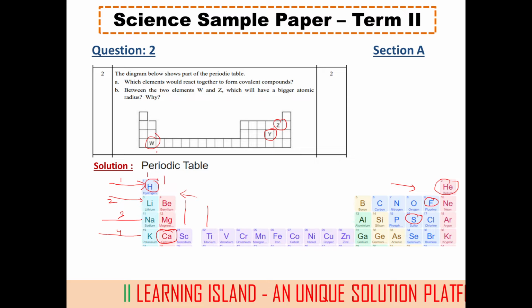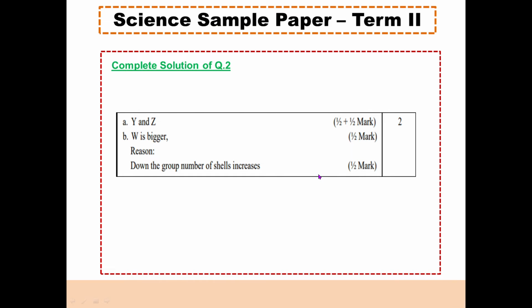Now the second question is between the two elements W and Z. So W is calcium, and you see if we go from top to bottom, the number of shells increases, so the atomic radius increases. Here you see sulfur and fluorine are in period number 2 and 3. As calcium is present in period number 4, its atomic radius will be more. So you have got the answer. Let us go to the next question.